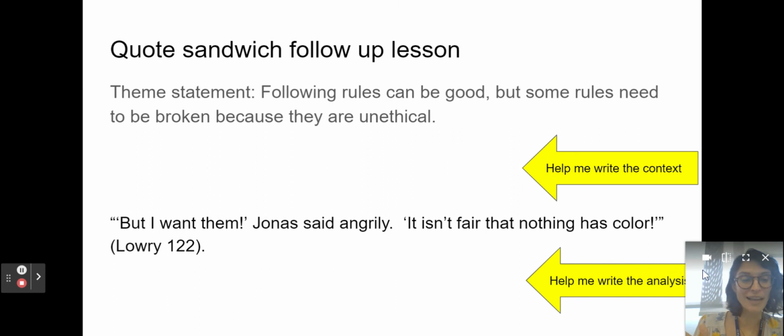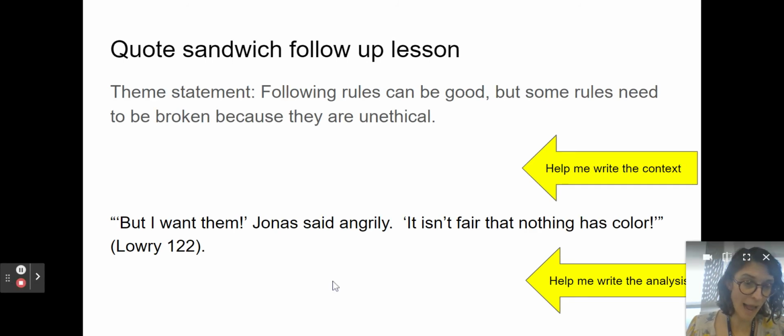But if you want to try this out before you get working on your own essay, here's a theme statement, for example. Following rules can be good, but some rules need to be broken because they are unethical. So here's my quote. But I want them, Jonas said angrily. It isn't fair that nothing has color. So what I do here is I pause and I have students work independently or in groups, depending on the vibe of the class, to write a context for this and write the analysis, the argument, the explanation underneath. So I'm going to have you take a pause here and take a second to say what you think you would write in those two, and then I will reveal mine.